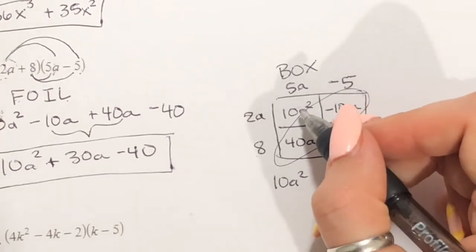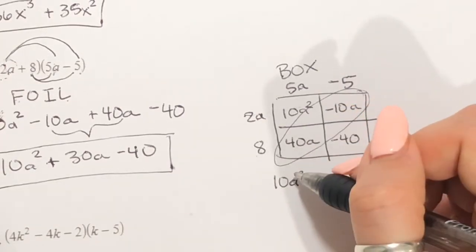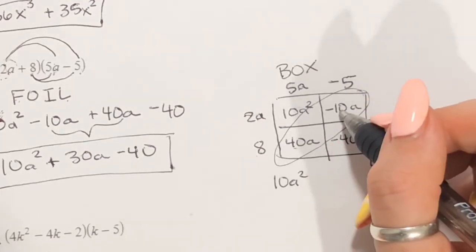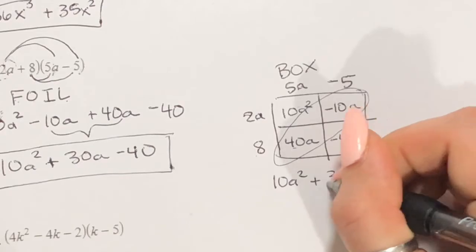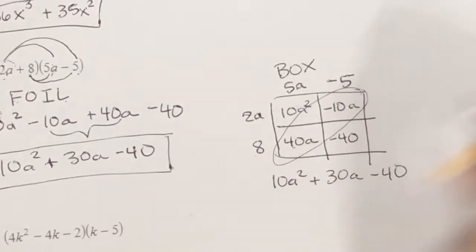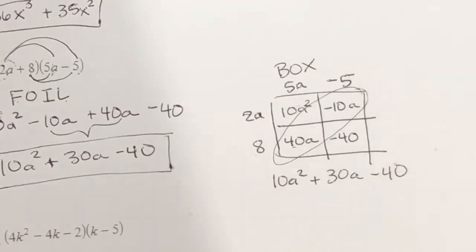So we left off with the same. We're going to do descending order, so that a squared is going to go first. Then we're going to do the a's, which we can combine. So 40 a's minus 10 a's is 30 a's. And then we have our negative 40 in the back. So same answer for the same problem.